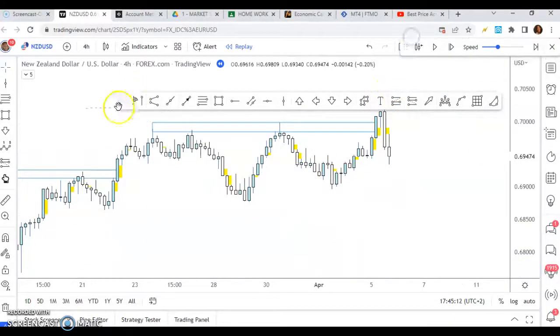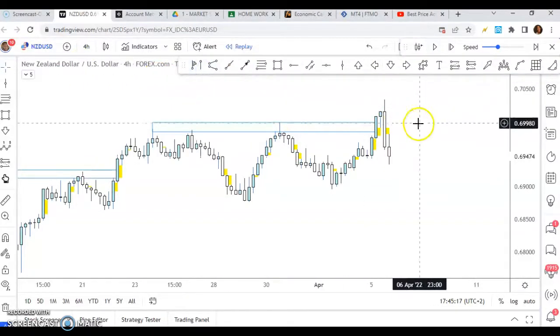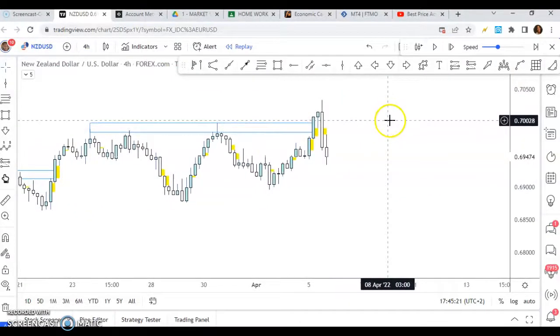Today I want to cover adjusting your stop loss when you're in a winning trade. That way you don't get kicked out of the trade so early. So without further ado, let's go ahead and get started.